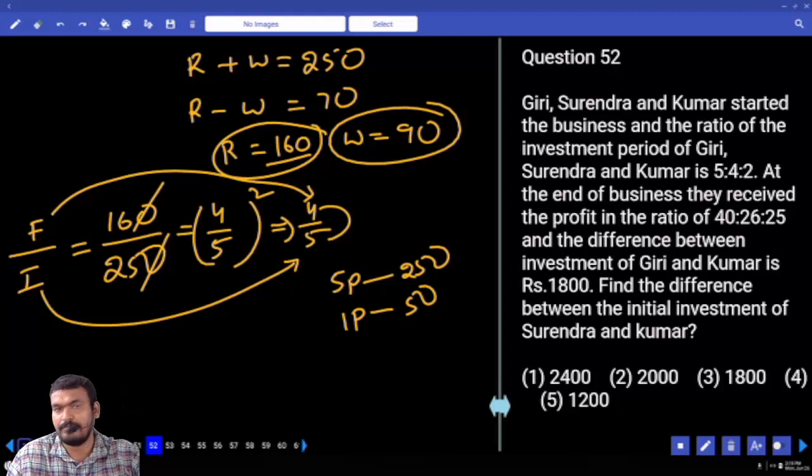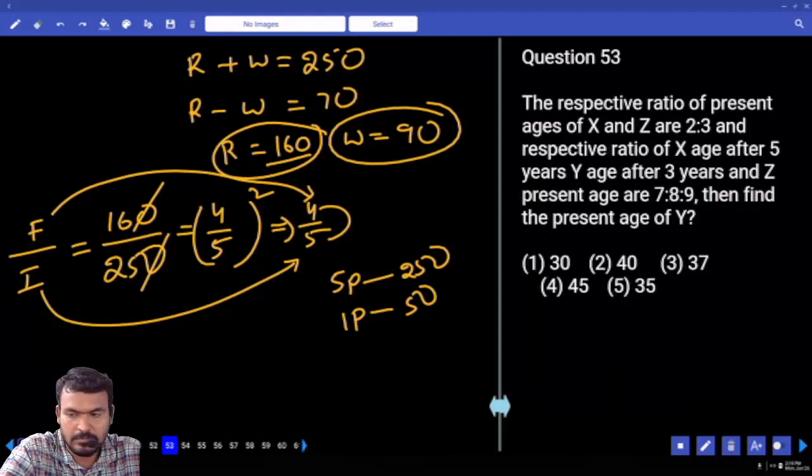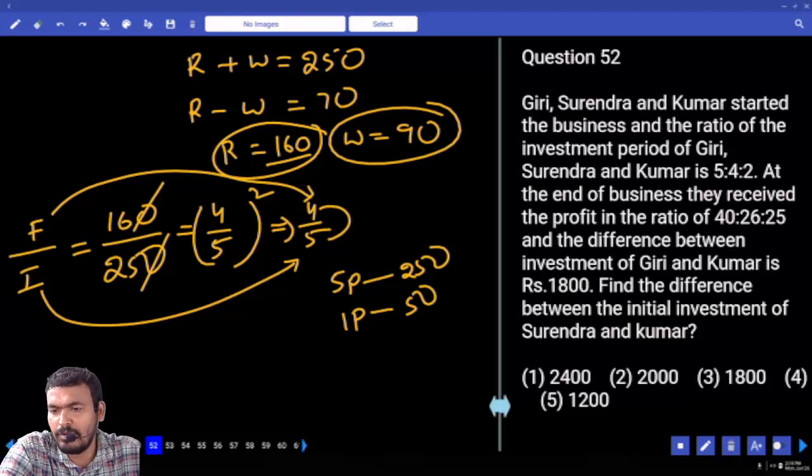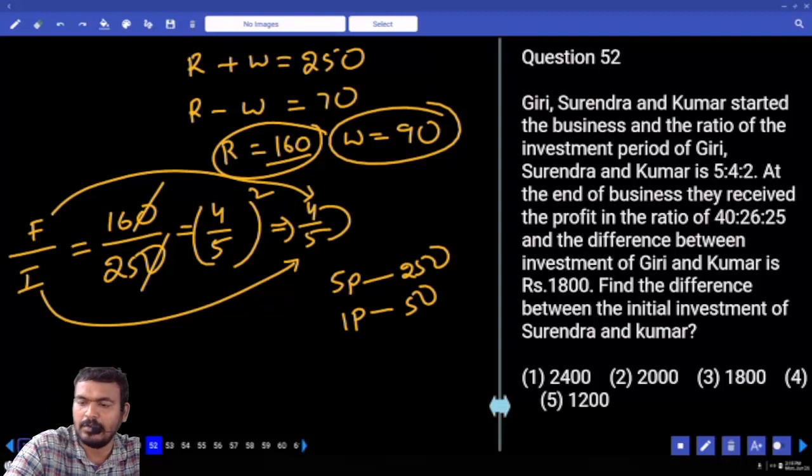Next question number 52. Giri, Surendra and Kumar started the business and the ratio of the investment period of Giri, Surendra and Kumar is 5:4:2. At the end of the business, they received the profits in the ratio of 40, 26 and 25. And the difference between the investment of Giri and Kumar is 1800. Find the difference between the initial investment of Surendra and Kumar.